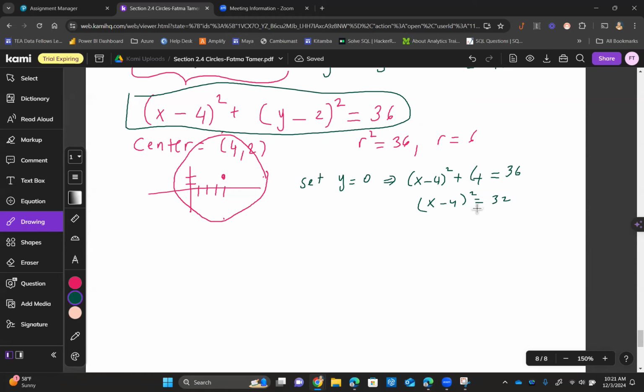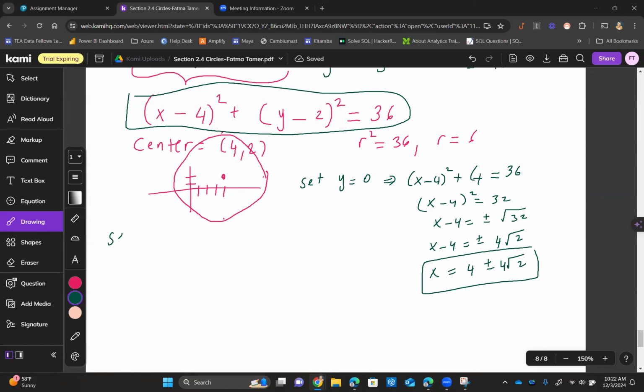I can solve this quadratic equation by taking the square root on each side. So x − 4 is plus and minus the square root of 32. You need to know how to simplify this radical, because this radical simplifies to the square root of 16 times 2. 16 goes outside as 4, and the 2 stays here. So the x-intercepts will be 4 plus and minus 4√2. These two are going to create your x-intercepts.